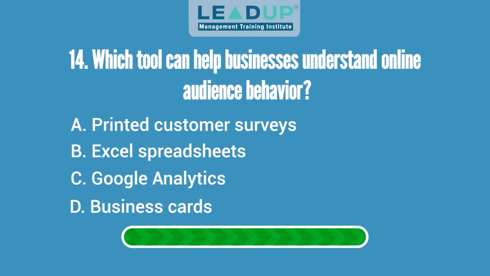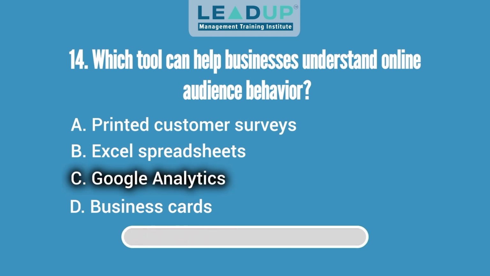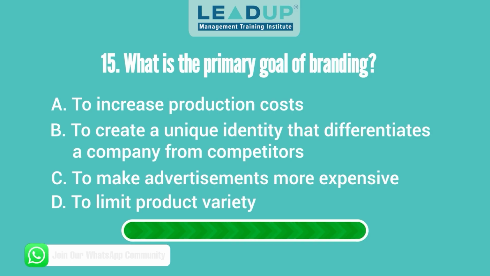Question 14. Which tool can help businesses understand online audience behavior? A. Printed customer surveys. B. Excel spreadsheets. C. Google Analytics. And D. Business cards. Answer: Google Analytics.